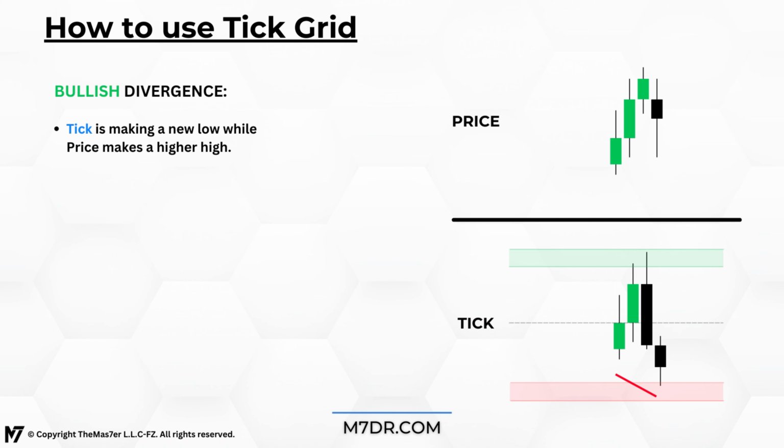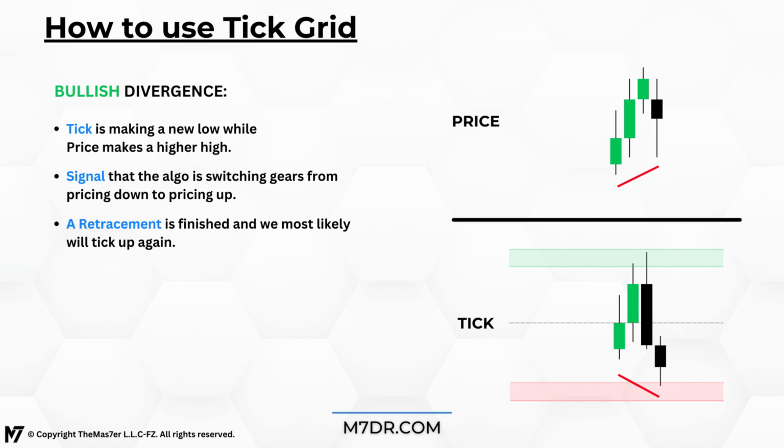Tick is making a new low while price makes a higher high. That could be a point where the algo is switching gears from pricing down to pricing up, or it signals to you that price wants to retrace. It means that the retracement is finished and we most likely tick up. Ideally, you want to have the tick in the lower extremes there.